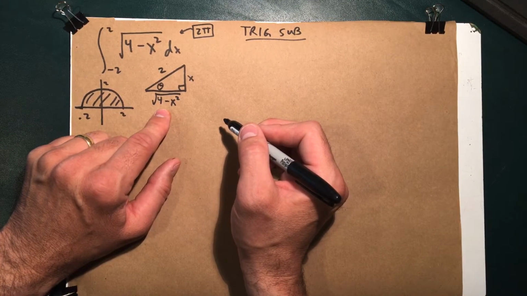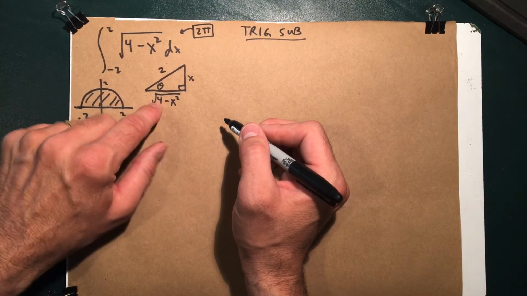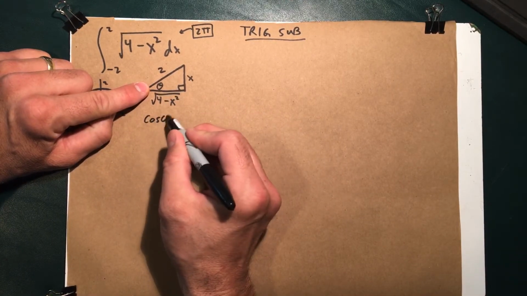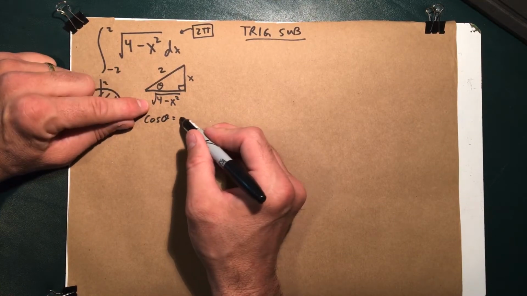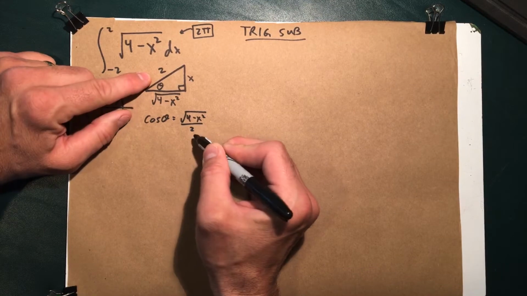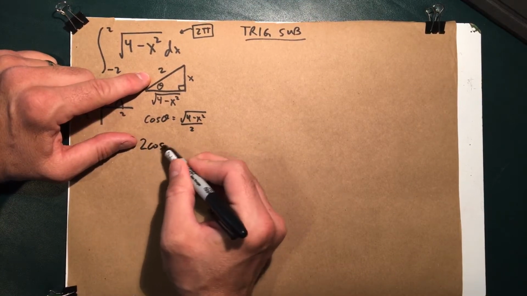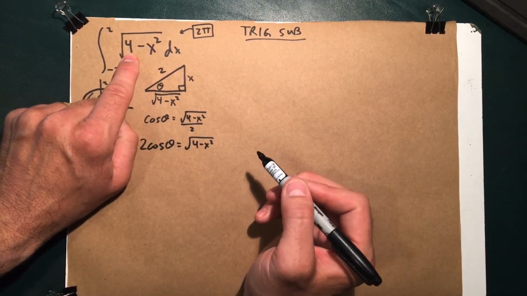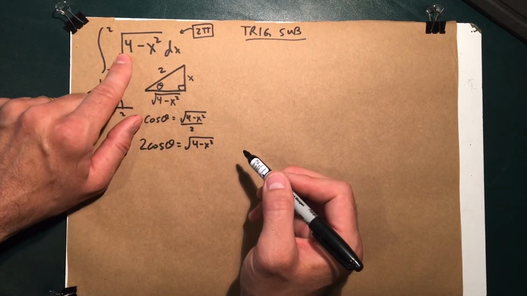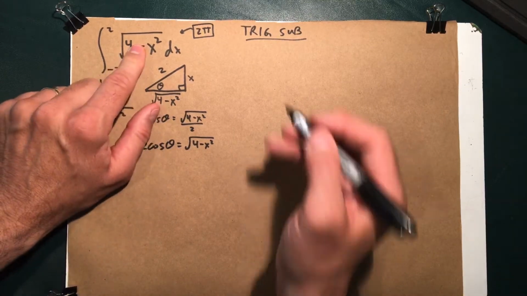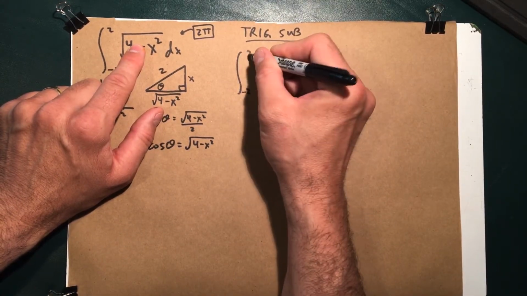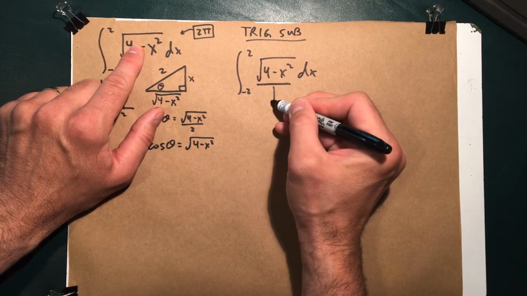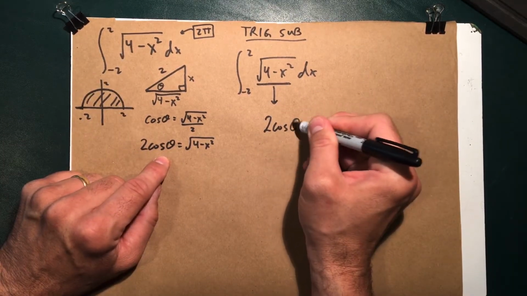So now you look at this and you say, well, if that's true, and I look at my trigonometric ratios here, and I look at cosine of this angle. Cosine of this angle is adjacent over hypotenuse, the square root of 4 minus x squared all over 2. And with a little bit of magic algebra, we now see that we can substitute out the square root of 4 minus x squared with 2 cosine theta. So here we go. I'm going to start subbing, -2 to 2, square root of 4 minus x squared. So this guy here is going to become 2 cosine theta.